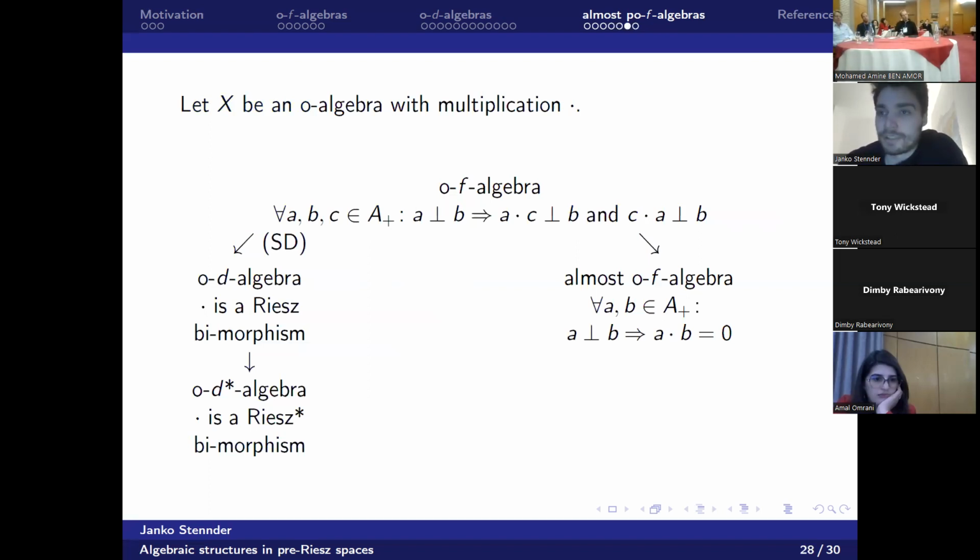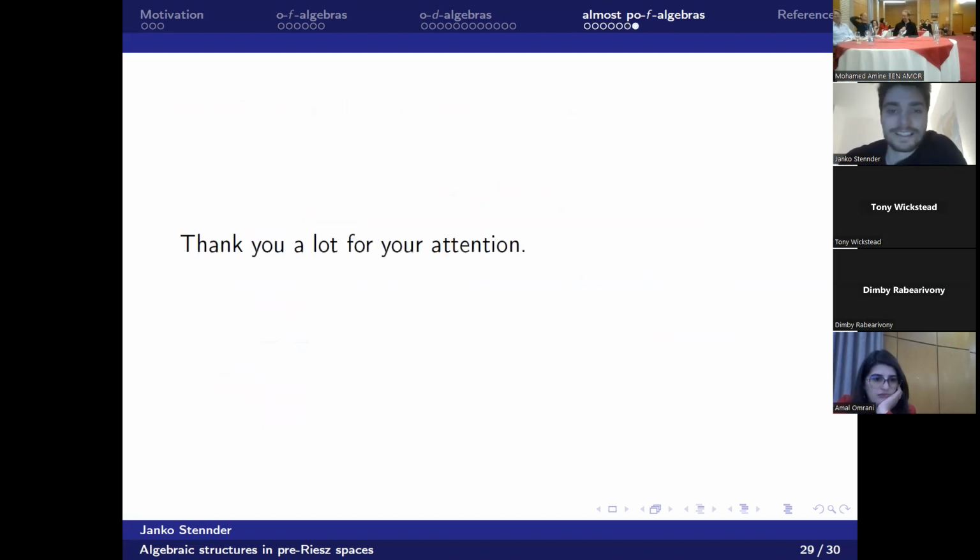And you can imagine that there are thousands of other questions one can ask now, because every result in f-algebras or almost f-algebras might or might not be true in the partially ordered vector space setting. And as Anke said, you're dearly invited to join my quest to understand those algebras. Thanks a lot.